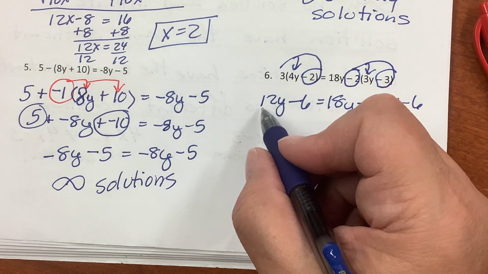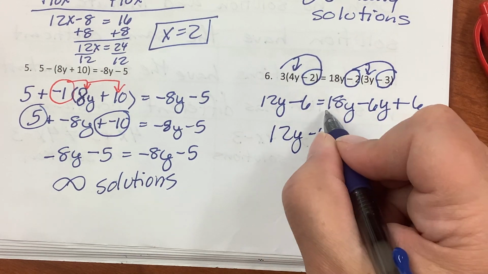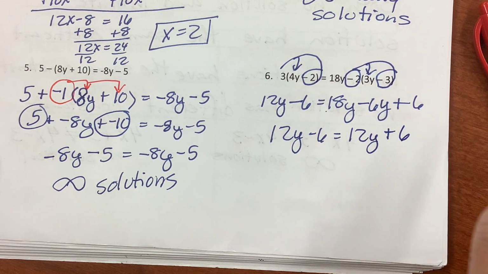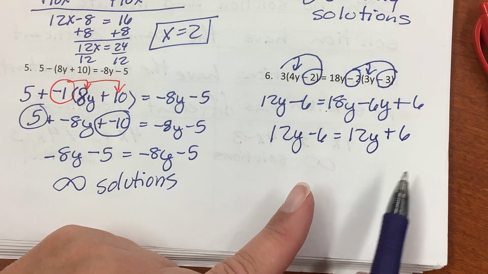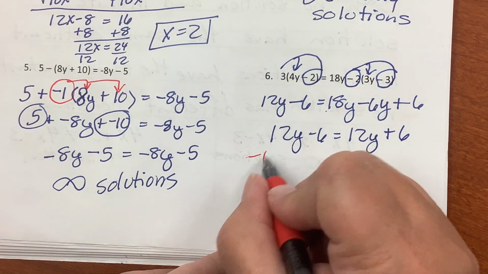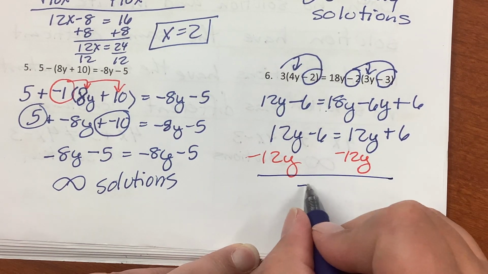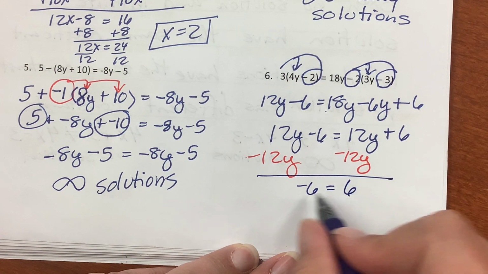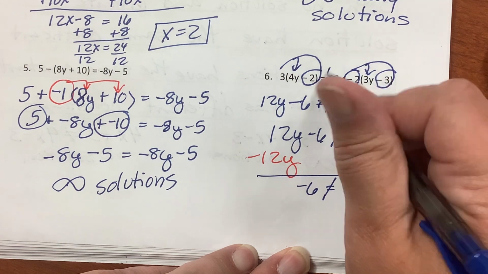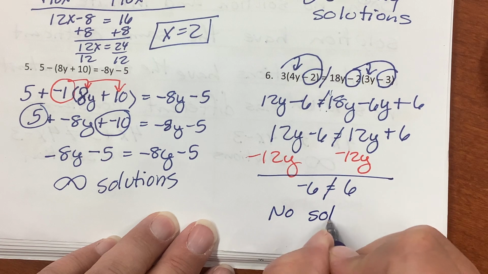All right. 12y minus 6 is good. 18y minus 6y is 12y plus 6. Now that looks very similar, but they're not exactly the same. Look, if I subtract the 12y from both sides, I get negative 6 equals 6. And think about that for a second. Is that true? No, it's not true at all. Negative 6 does not equal 6. None of these are equal. This is not true. This is no solution.